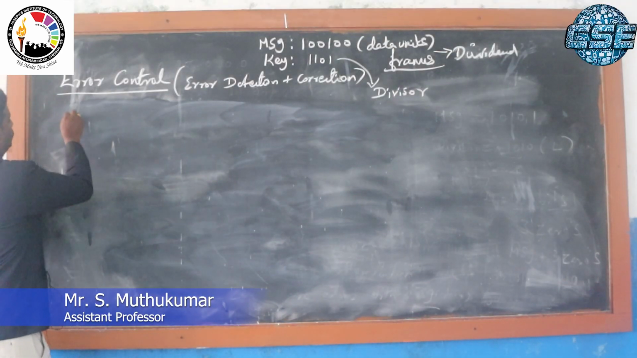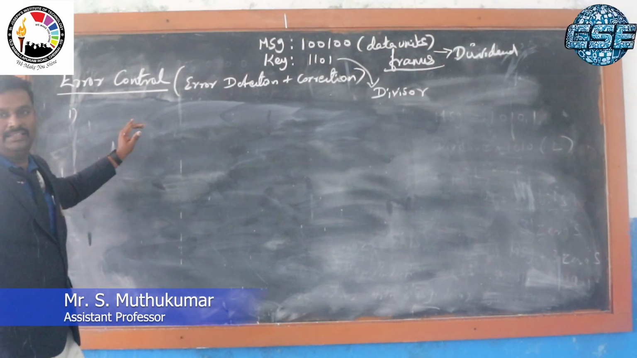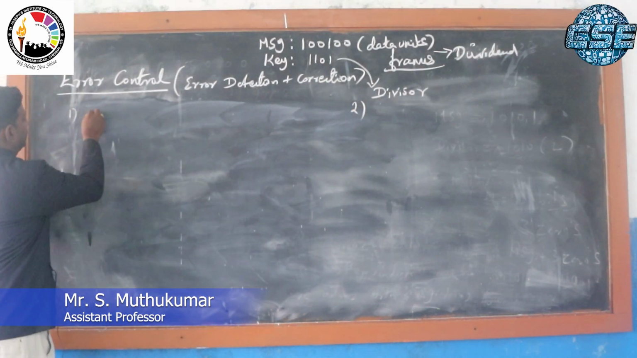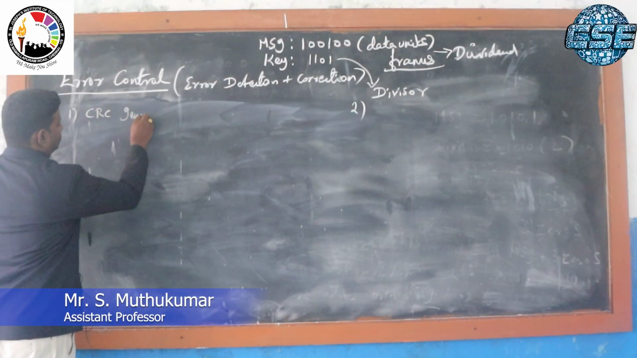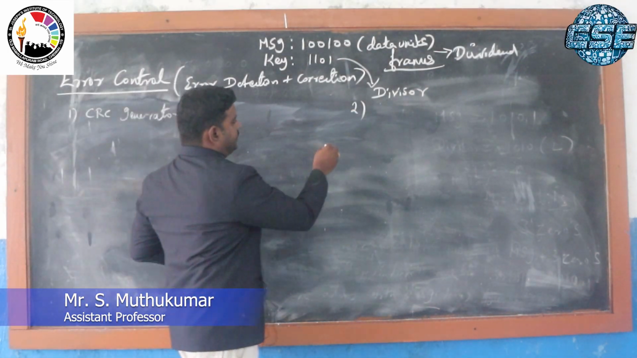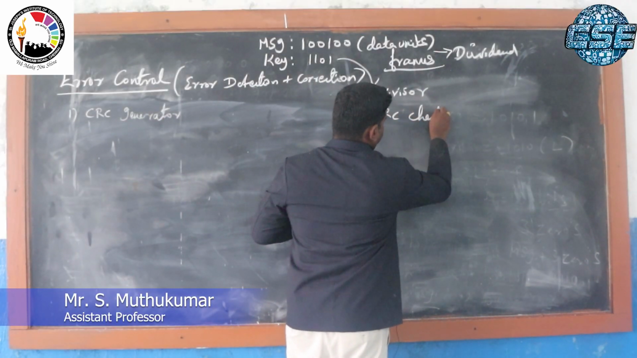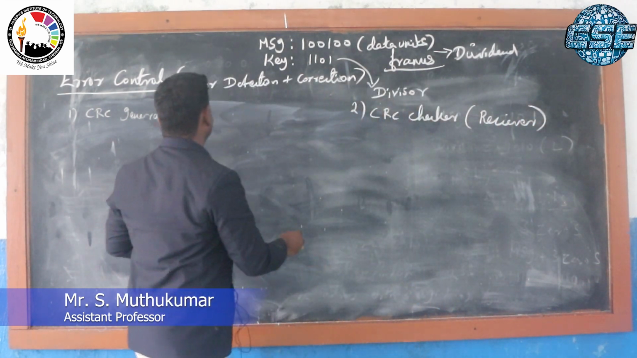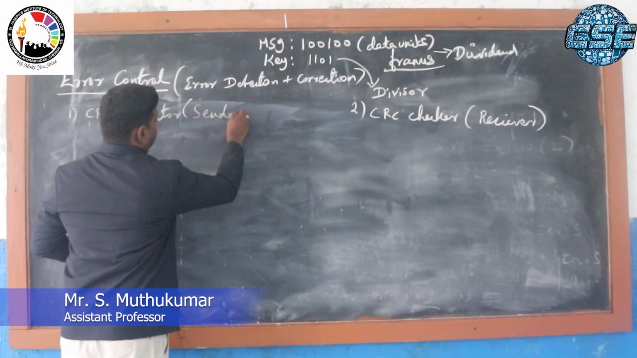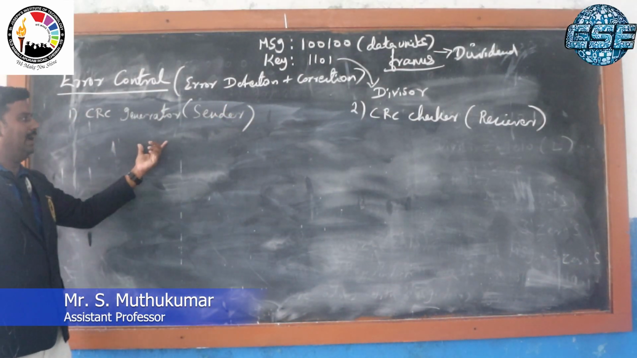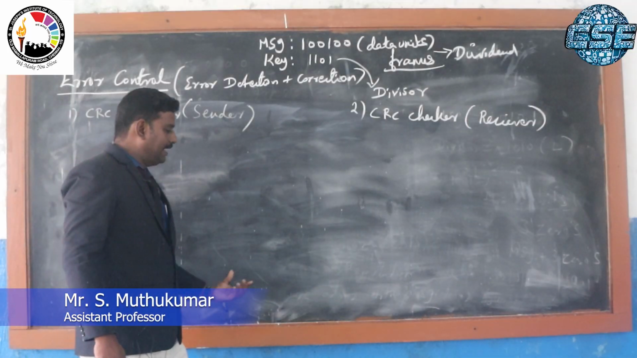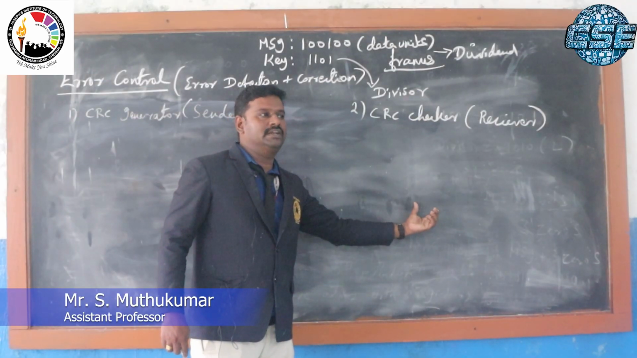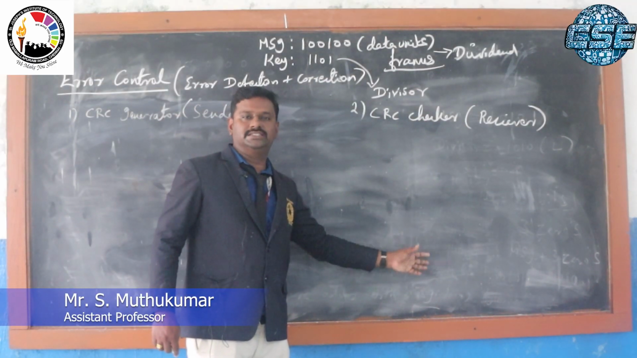Here 2 components are there. One acts on the sender side and another acts on the receiver side. They are called the CRC generator and the CRC checker. The CRC checker is at the receiver side and the generator is at the sender side. We are going to generate the CRC bits at the sender side and send them with the message as redundant bits, and the CRC checker will do the same operation and get the result as 0.